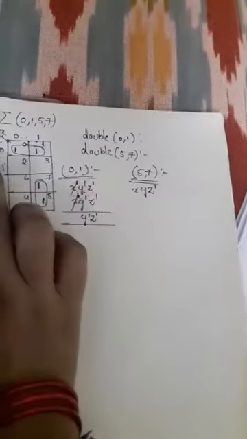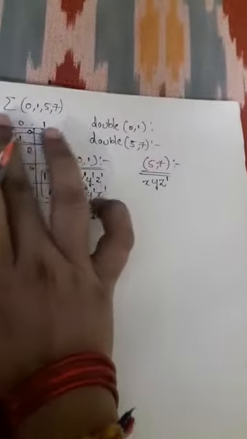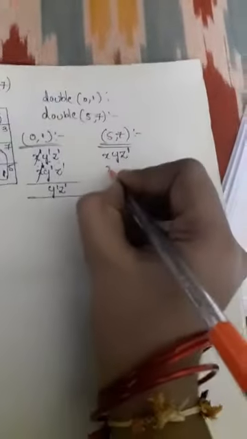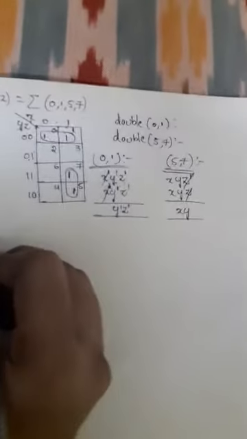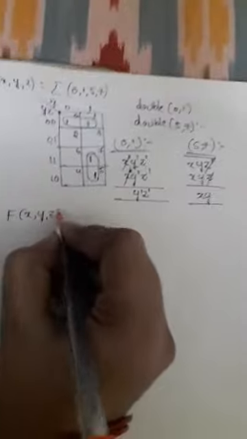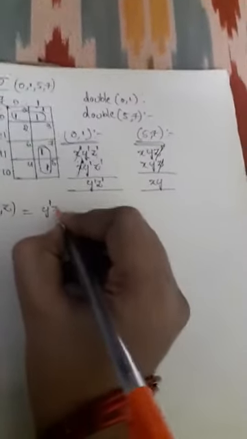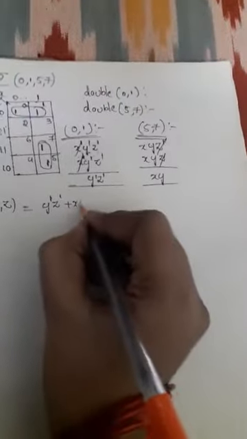Now coming to the seventh one. The seventh one is 1 1 1, so triple 1 means all will be normal. Then we consider x, y, z. Here z changes, so z cancels and we get the function xy. Finally, the prime implicant result for f of x, y, z is equal to adding these two groups: y complement, z complement plus xy.